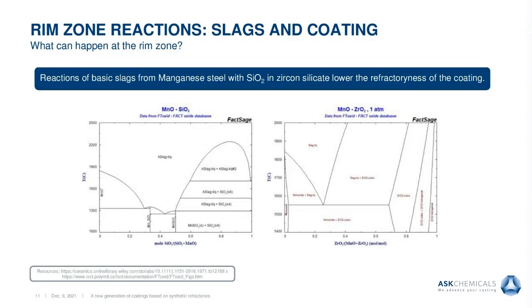In this case, you can see a reaction of the basic slags of manganese steel with the SiO2 of the silicon silicate, which lowers the refractoriness of the coating very much. As you see, the melting point of this eutectic goes down to 1300 degrees or so.